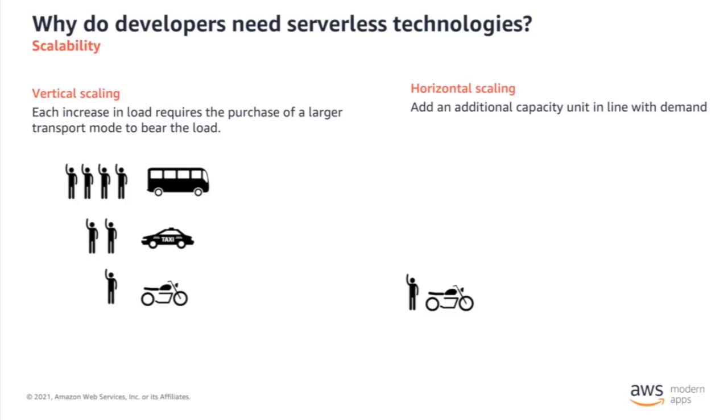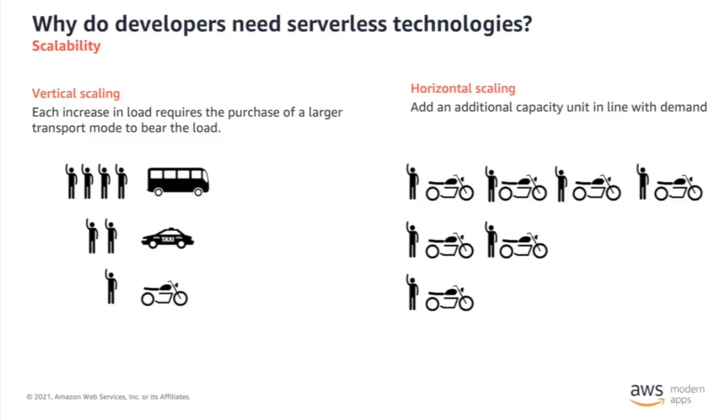If you imagine the same four people each travel on their own bicycle, that's the load being spread evenly. So this is a lot more flexible because as traffic grows, you can just add an additional capacity unit. And that's known as horizontal scaling, and it's what allows serverless technologies to scale flexibly.